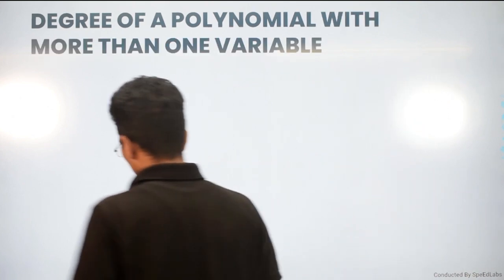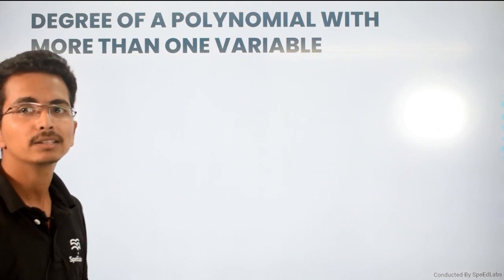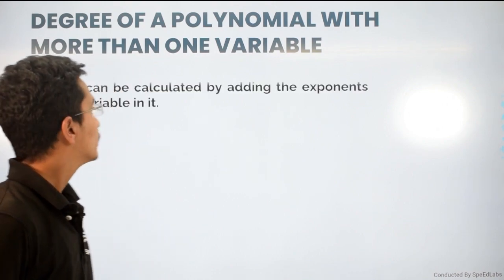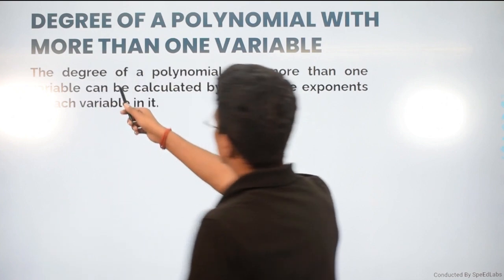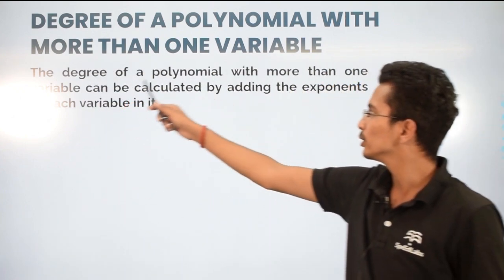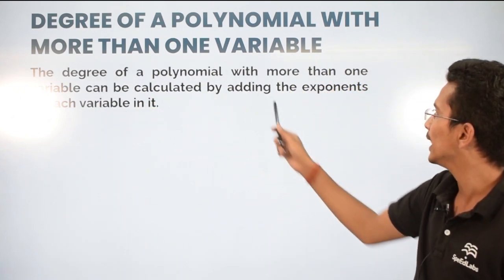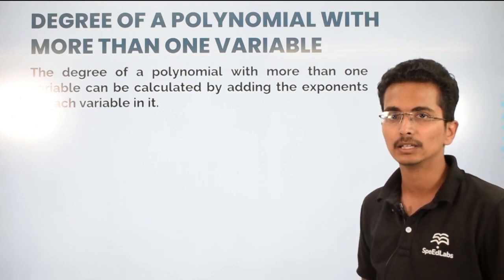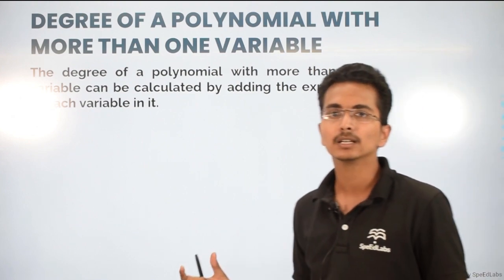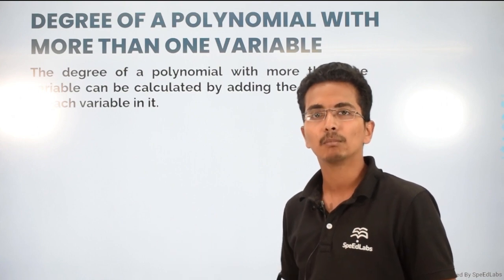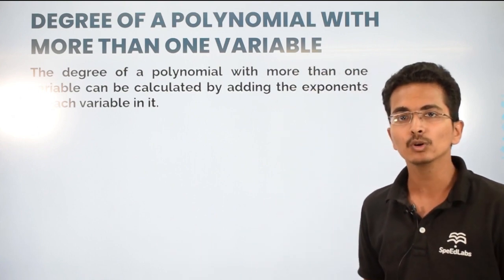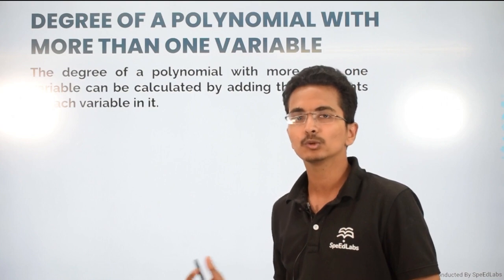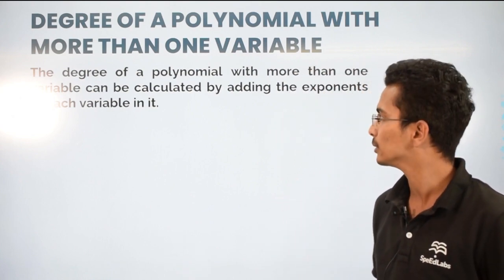Now we will see expressions where two variables are multiplied with each other. For example, you can first read this. The degree of a polynomial with more than one variable can be calculated by adding the exponents of each variable in it. This means if in any term there are two variables multiplied together, we add their exponents to get the required degree of the polynomial.